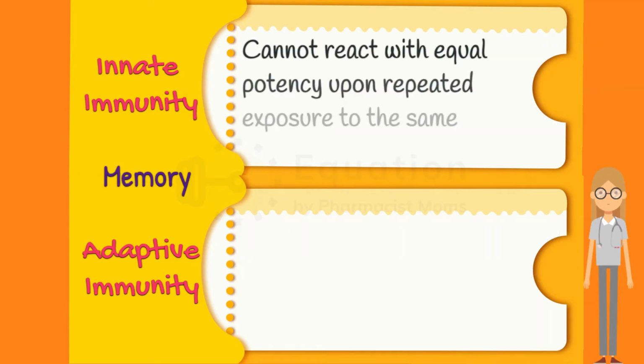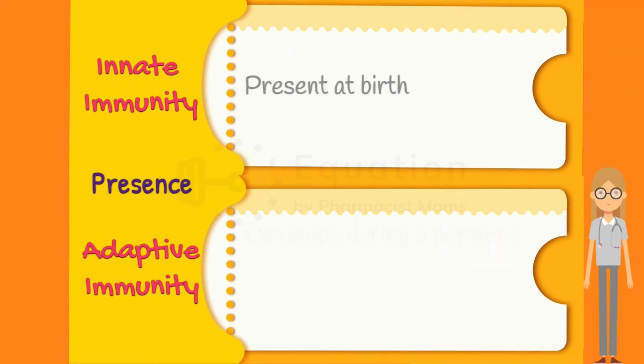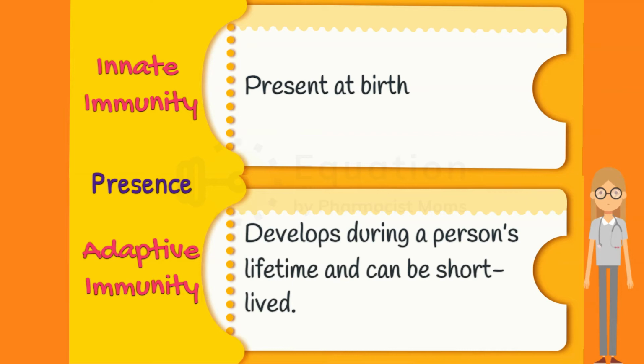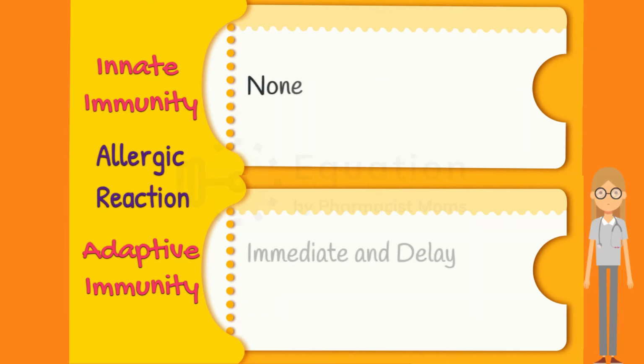8. Innate immunity cannot react with equal potency upon repeated exposure to the same pathogen. On the contrary, the adaptive system can remember the specific pathogens which it has encountered before. 9. Innate immunity is present at birth, while adaptive immunity develops during a person's lifetime and can be short-lived. 10. In innate immunity, there is no allergic reaction. On the other hand, adaptive immunity shows immediate and delayed hypersensitivity.